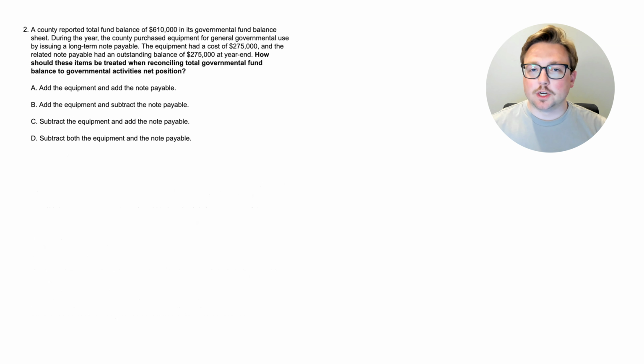All right, here we are at question 2, again reading the last sentence first. How should these items be treated when reconciling total governmental fund balance to governmental activities net position? Let's go up to the top. A county reported total fund balance of $610,000 in its governmental fund balance sheet. During the year, the county purchased equipment for general governmental use by issuing a long-term note payable. The equipment had a cost of $275,000, and the related note payable had an outstanding balance of $275,000 at year end.